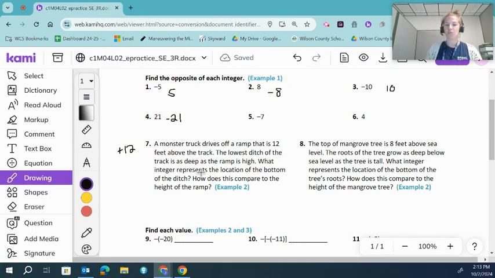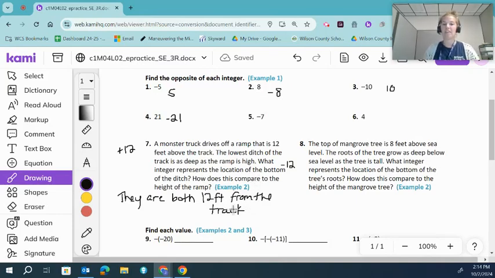But what integer represents the location at the bottom of the ditch? That would be -12. But how does that compare to the height above? They are both 12 feet from the track. So they are both the same distance from the track. And this +12 here is the absolute value because we're talking about the distance that they are from something. And that track happens to be that 0.